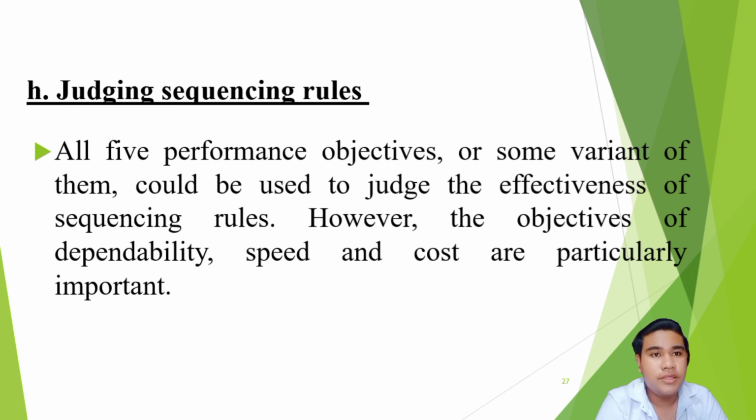Letter H. Judging sequencing rules. All five performance objectives, or some variants of them, could be used to judge the effectiveness of sequencing rules. However, the objectives of dependability, speed, and cost are particularly important.